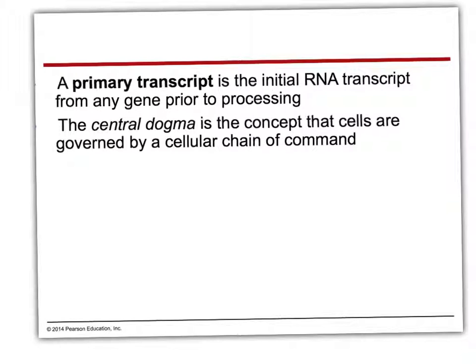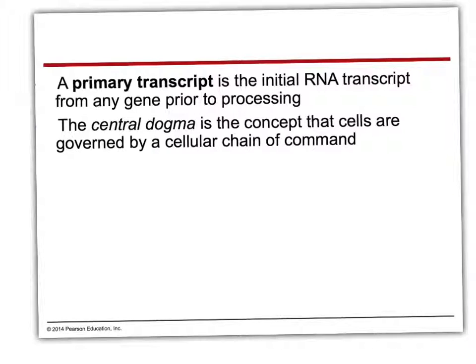We're going to talk about what a primary transcript is. That is the initial RNA that's produced off of a gene. It is not edited. It is not processed. A primary transcript is not ready to exit the nucleus. It's also called a pre-mRNA. Primary transcript and pre-mRNA are synonymous.